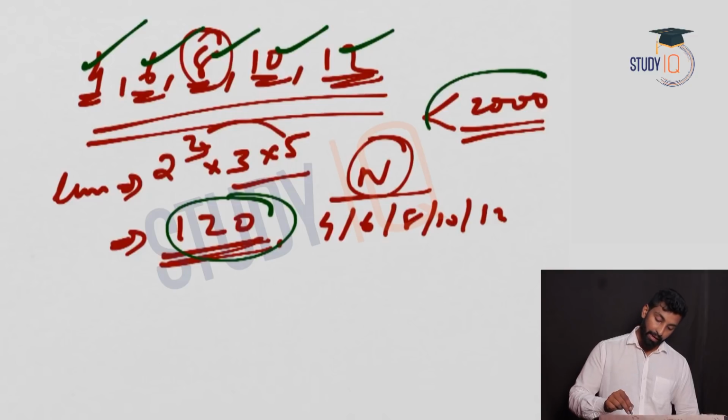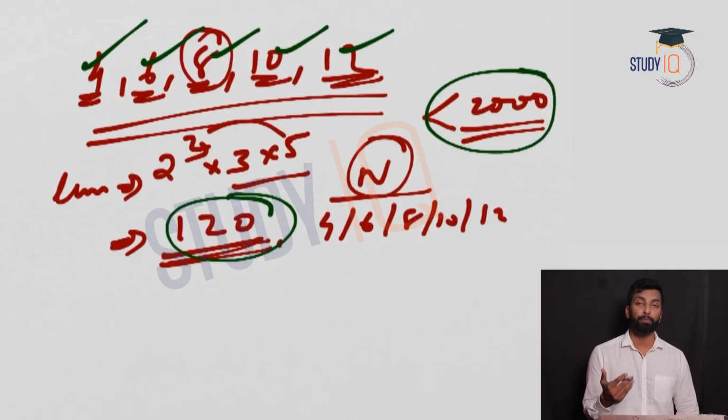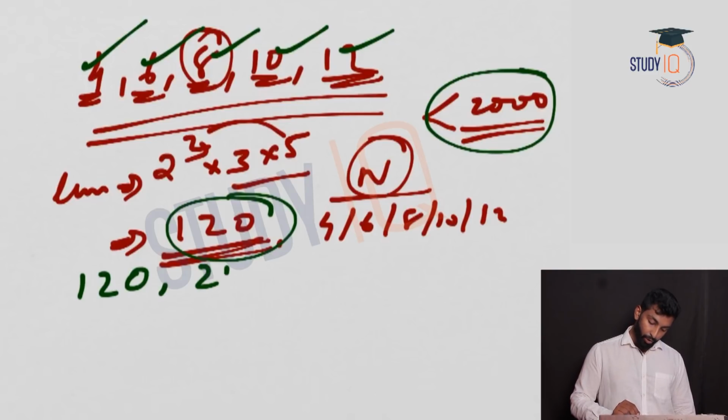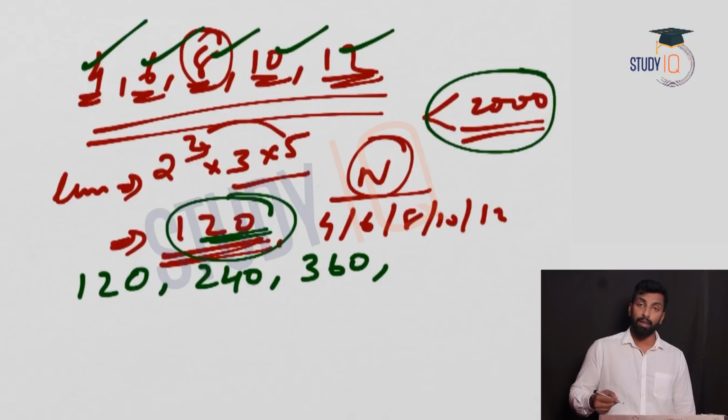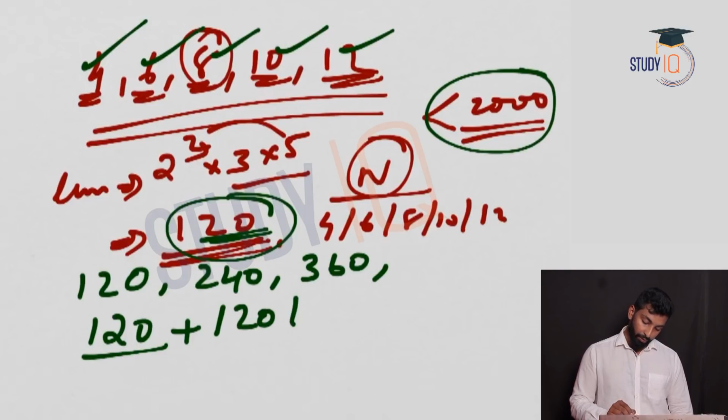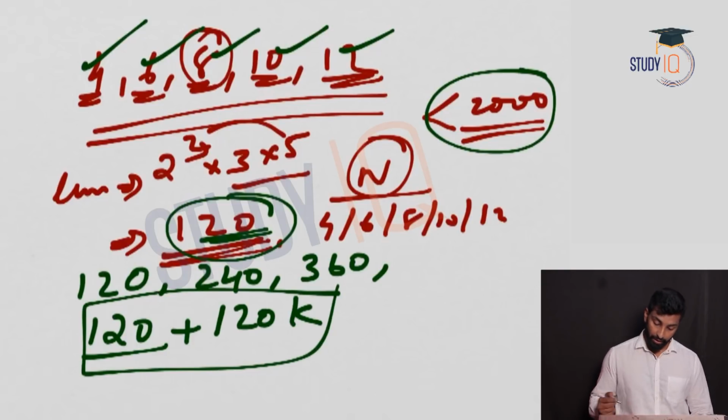What they're asked to find is the highest such possible number less than 2000. So we need to find that. You have the idea that 120 is there. What is the next number? 240. What will you do? You will add 120. What is the next number? 360. What are you doing? You are adding 120. So you know that this is an AP with the first term 120 and a common difference of 120, right?